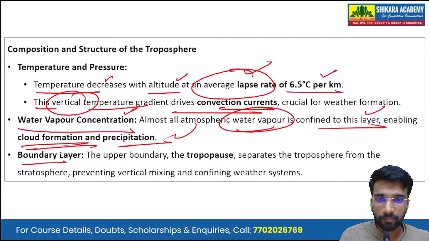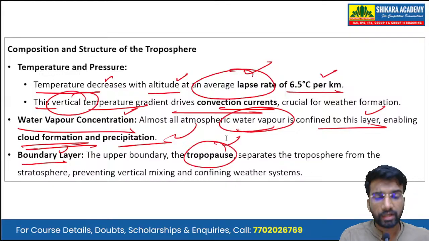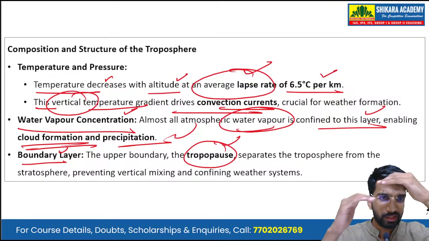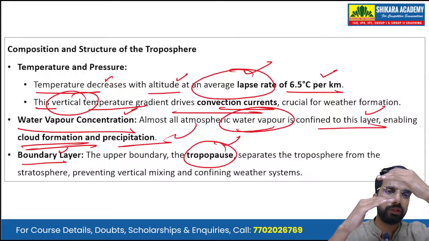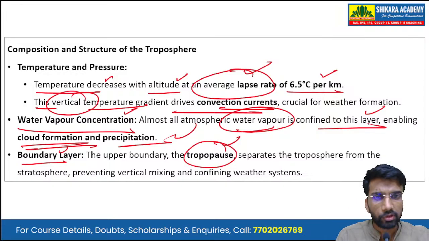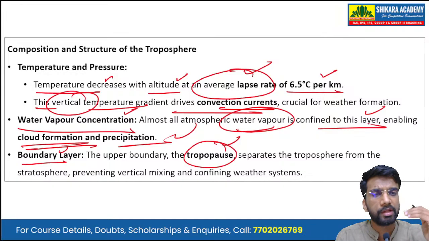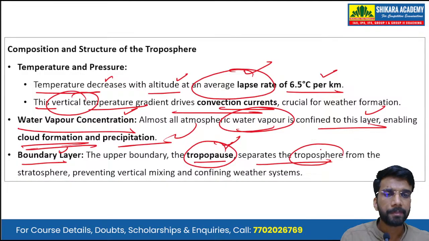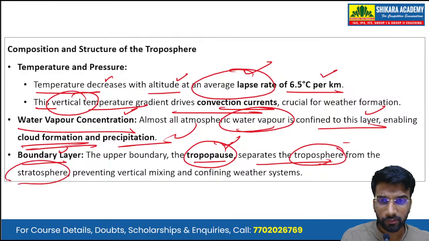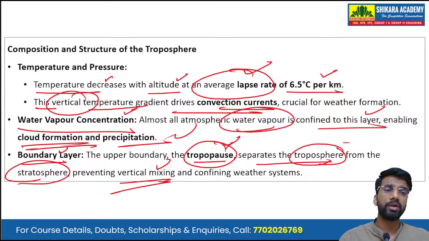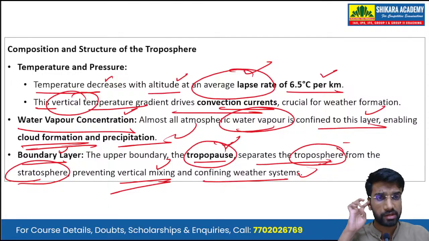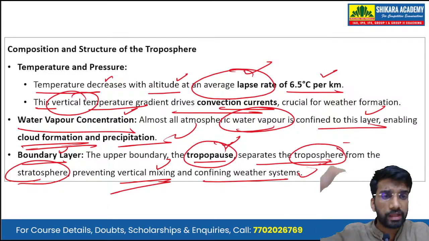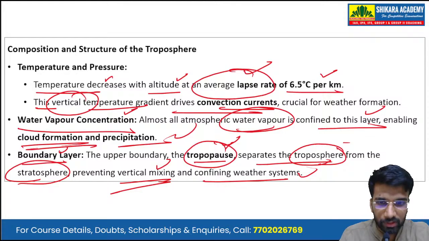Then there is the boundary layer. The upper boundary layer is the tropopause. The tropopause is the layer that connects the troposphere with the next layer, the stratosphere. So we can say the tropopause separates the troposphere from the stratosphere, preventing vertical mixing and confining the weather system. So the weather system and the climate systems do not escape into the stratosphere.